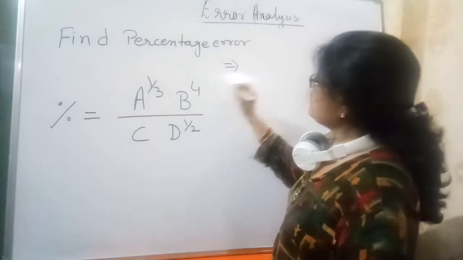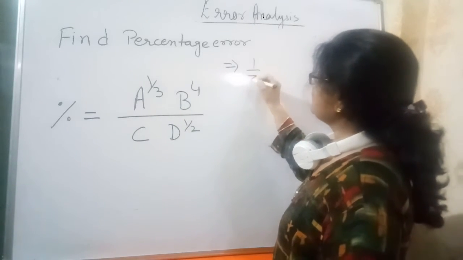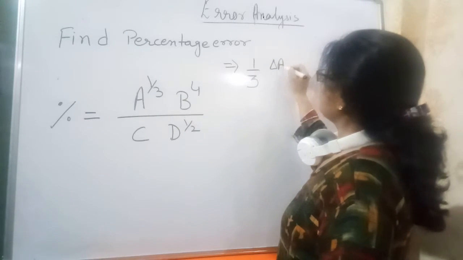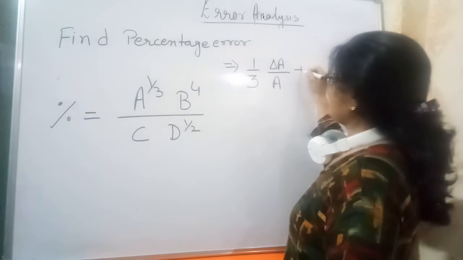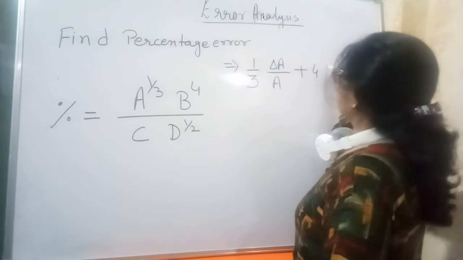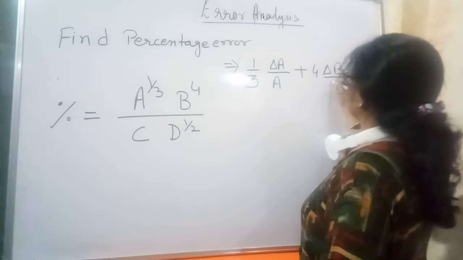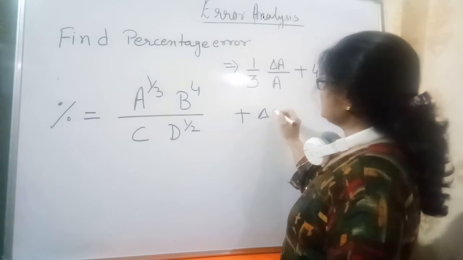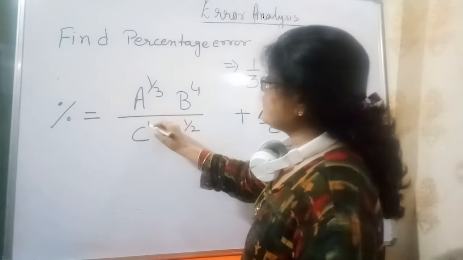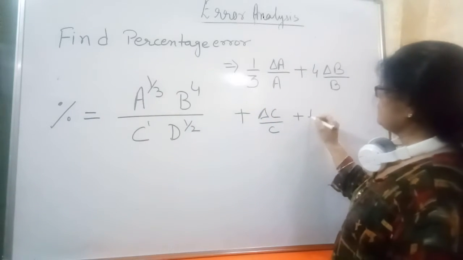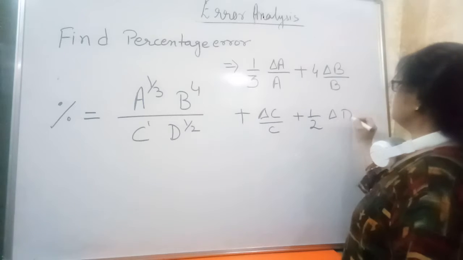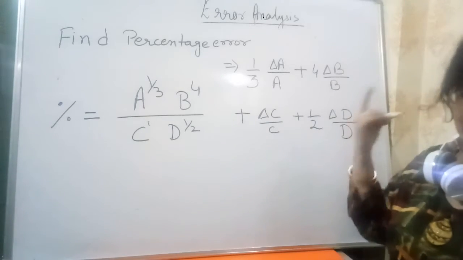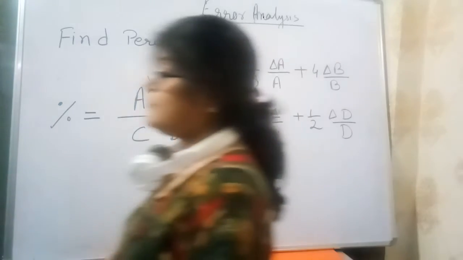Okay. Now for the error analysis we write it in this way. 1 upon 3 into delta A over A. Clear? Then add 4 delta B over B. Then plus, don't write minus, delta C over C, because C has only power 1. Then half delta D over D. Clear? Now I am going to the second question. Just note it down for a while.